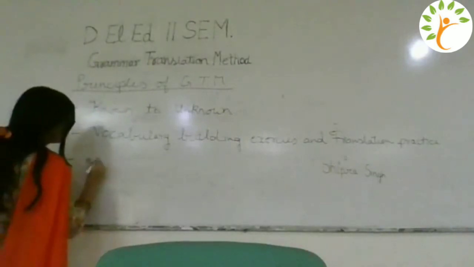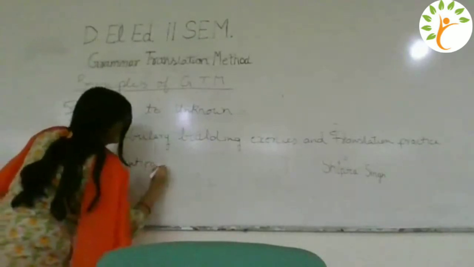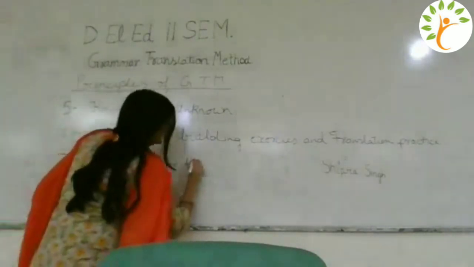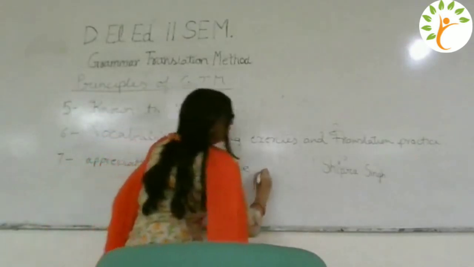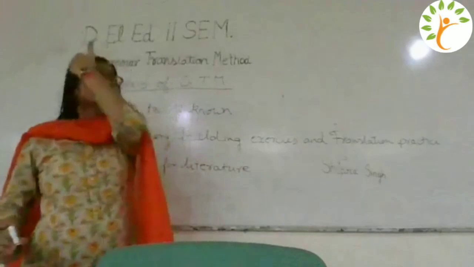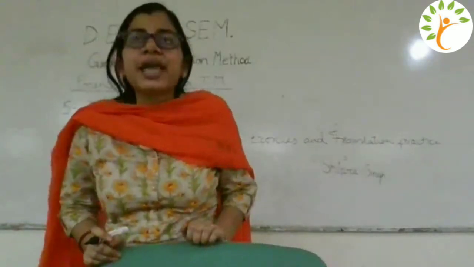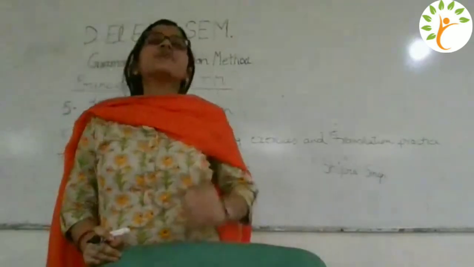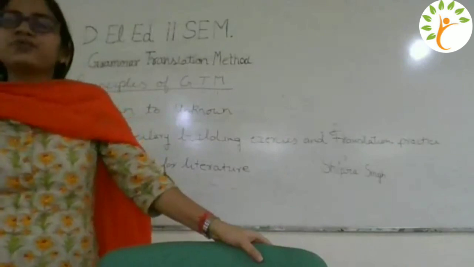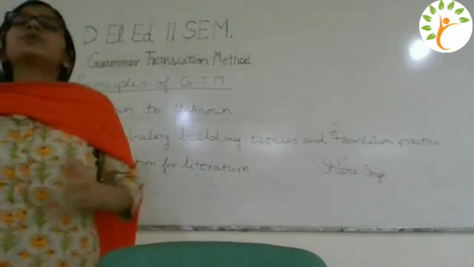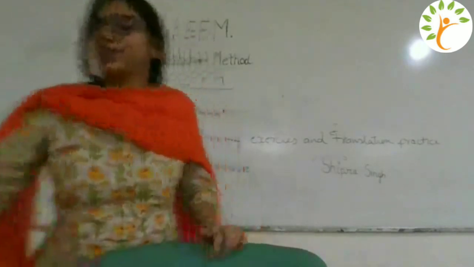Then appreciation for literature. Appreciation for literature written in the target language. The teacher motivates a student to appreciate the literature written in the target language. For this, the teacher gives a student literary passages for translation. In this way, the student develops a kind of respect and liking for the target language.